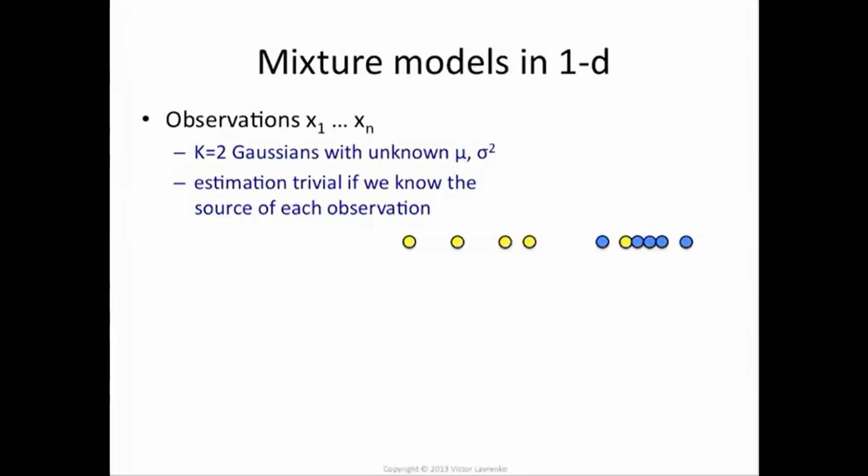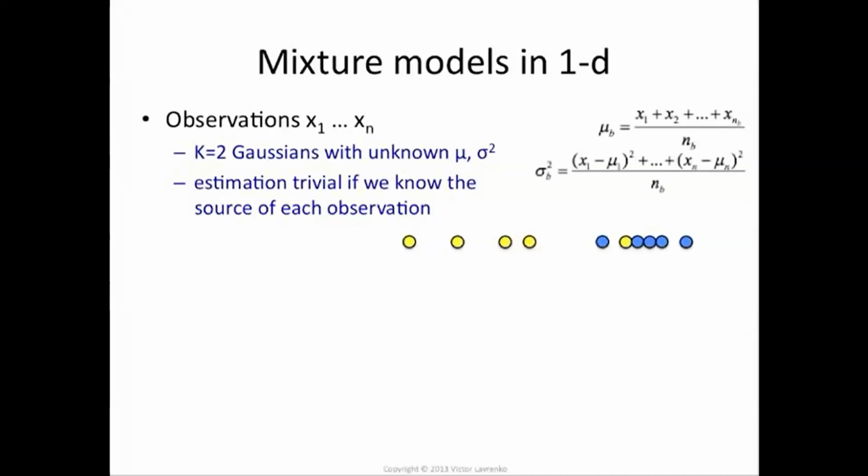Yeah, it's pretty easy. Why? Because we know which points came from which Gaussian. So, say for the blue Gaussian, I have 1, 2, 3, 4, 5 data points that came from it. All I need to do is take their x values, add them up, divide by 5, and that's going to give me an estimate of the mean of the blue Gaussian, right?